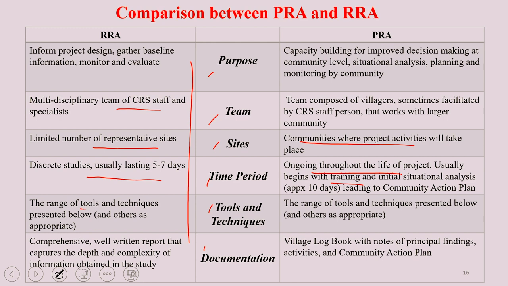Tools and techniques, range of tools and techniques like that I have mentioned already. More or less the number of tools used here is very less. Here will be more. And then documentation. Comprehensive, succinct, well-written report for RRA and captures the complexity of the information. Here you will have a village logbook with notes, principal findings, activities, community action plan, expectation of villagers, etc., etc., in a very detailed manner in case of PRA.